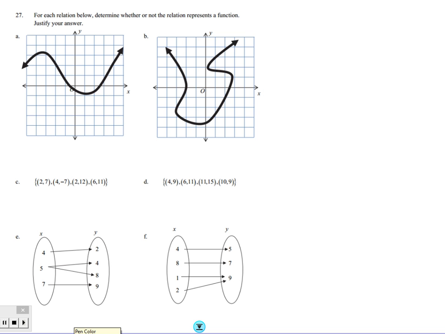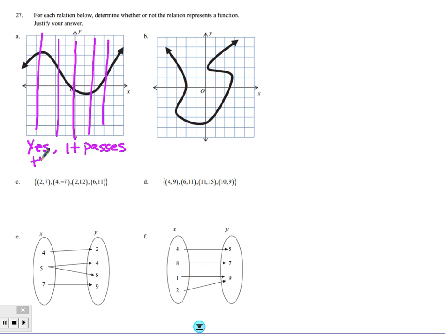Let's see. 27 has 6 problems, and it's asking, for each relation below, determine whether or not the relation represents a function and justify your answer. So we've got a couple of ways to justify whether something is a function or not. We can check the vertical line test and see, does it cross only once? And here it does. So we're going to say, yes, this is a function. It passes the vertical line test.